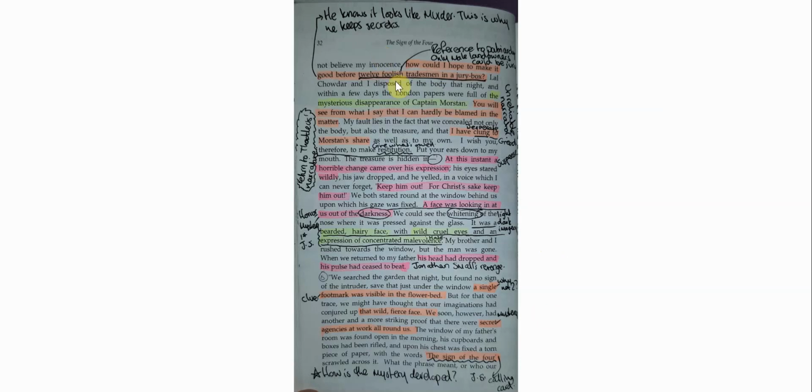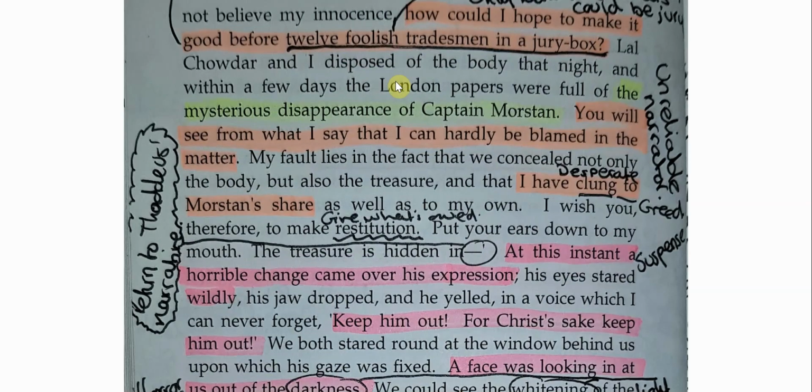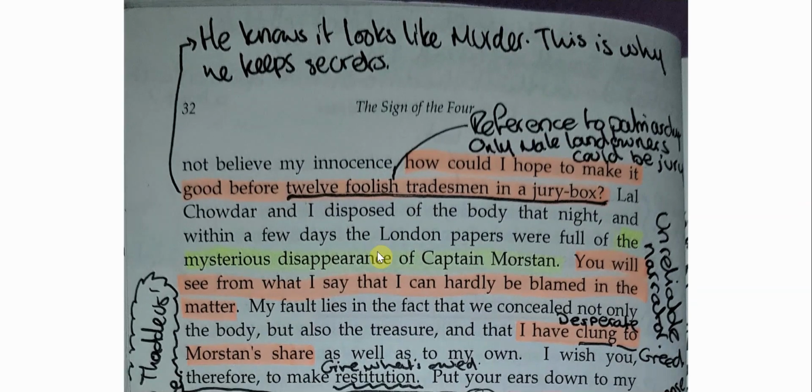Okay. So, just to finish up Major Sholto's narrative, this reference to 12 foolish tradesmen in the jury box. He knows that he can't convince a jury in a case that this isn't murder. He understands that this looks like murder, and maybe this is why he's keeping the secrets. Maybe this is why he doesn't want to tell Mary Morstan, because he's worried that she might accuse him of murder.